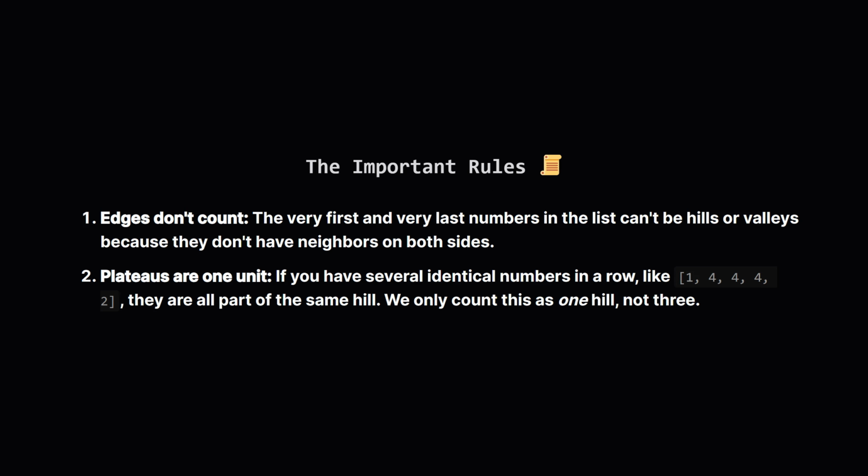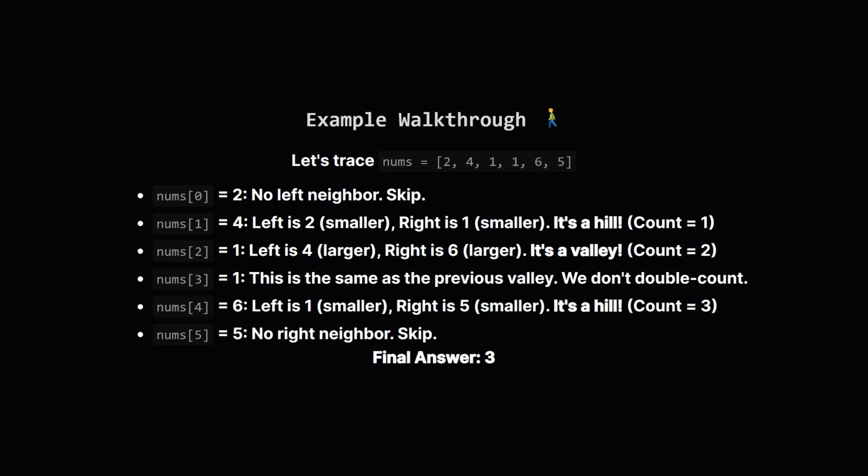Now there are a couple of really important rules. First, the endpoints of the array can't be hills or valleys, because they're missing a neighbor on one side. Makes sense. Second, and this is the tricky part, if you have a flat section, or a plateau, like a bunch of 4s in a row, that whole plateau is considered a single hill or a single valley. We only count it once.